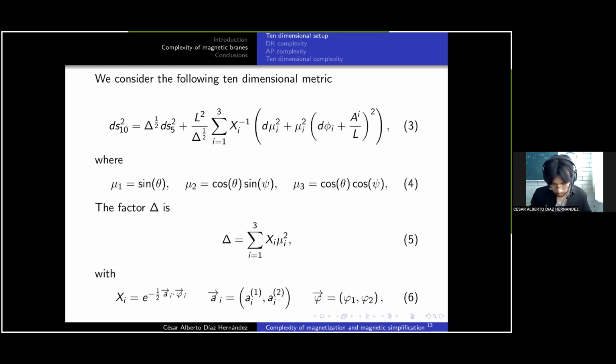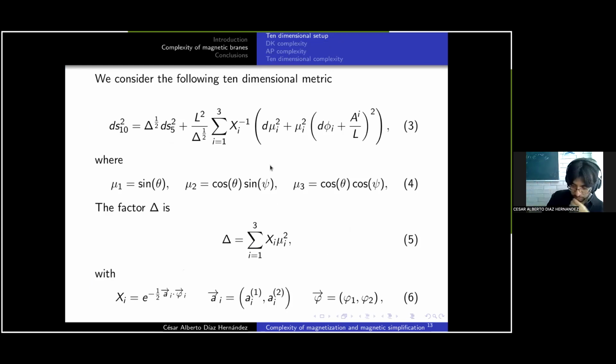Then what we did in the paper is to consider some gravitational background. We wanted to add a magnetic field and to see what happens to the complexity of formation or the evolving complexity when we add this magnetic field in the theory.